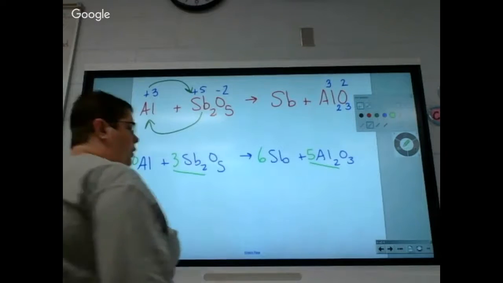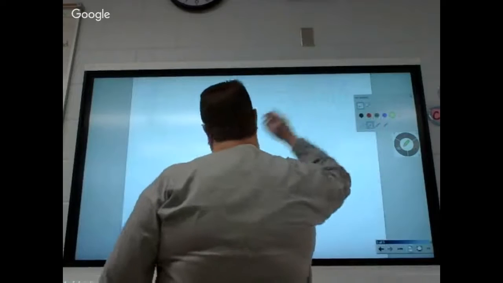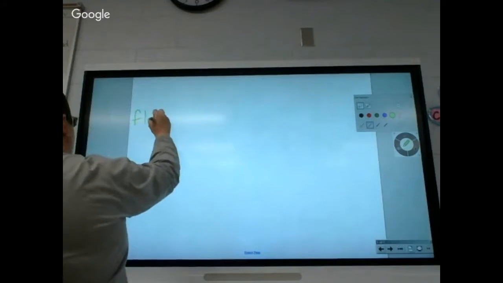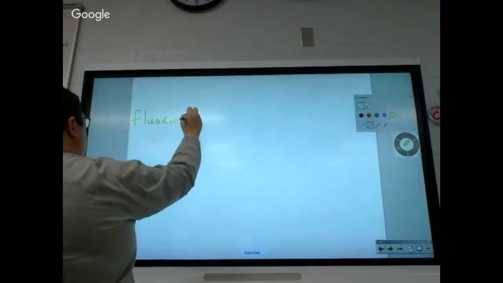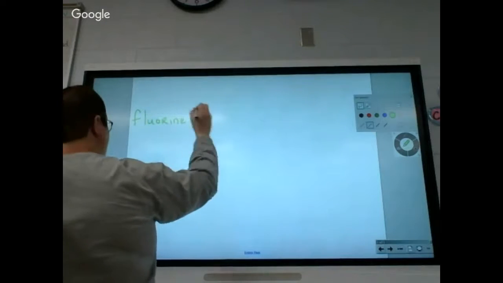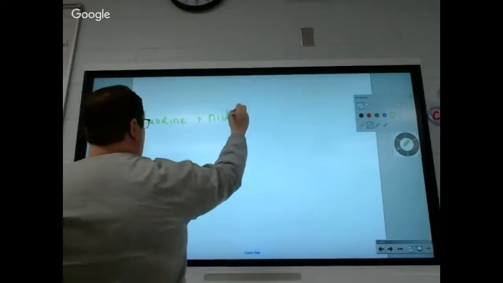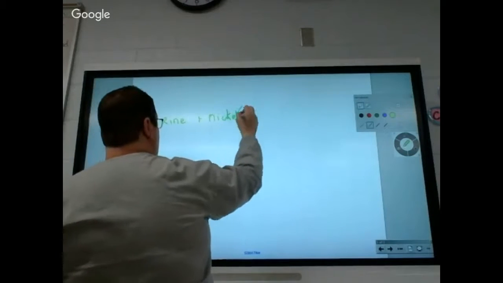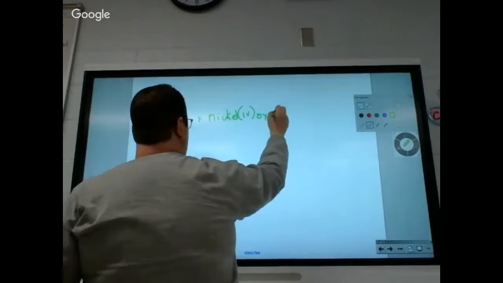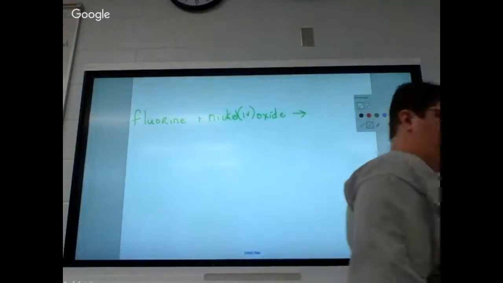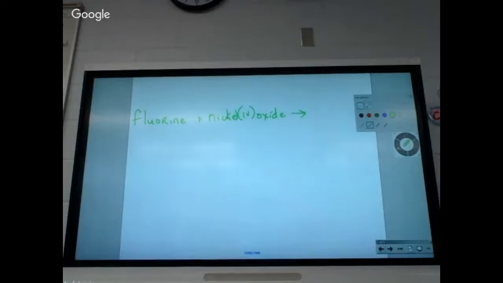Okay. So if we do another one, let's say that we have, and this is what I'm going to write in words, fluorine plus nickel 4 oxide yields. Okay, so this time we have to write it in symbols, and then we'll have to predict.